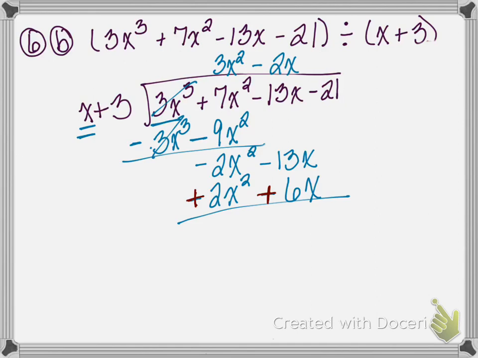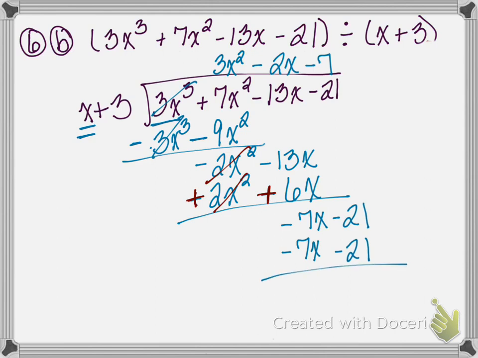So now this cancels. Over here, I've got negative 13x plus 6x. That leaves me with negative 7x. Okay? Then I'm going to bring down my minus 21. X times negative 7 gives me negative 7x. So I've written my negative 7 up here. Negative 7 times 3 is negative 21. Negative 7 times x is negative 7x. We change our minuses to plus.